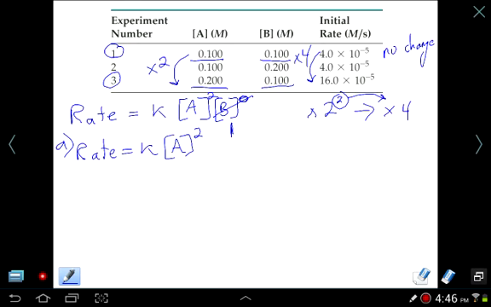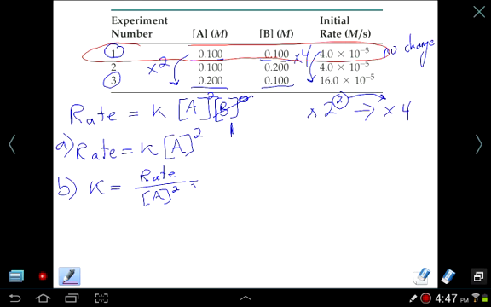Portion B asked us to calculate K. We've done this previously, let's quickly do it again. Rearrange the equation: K is rate over the concentration of A squared. We can use any of our experiments. Let's take a look at experiment 1. The rate for experiment 1 is 4.0 times 10 to the negative 5th, and this is molarity per second.